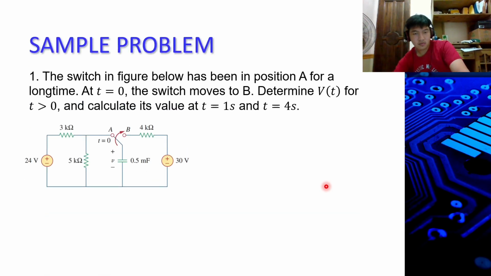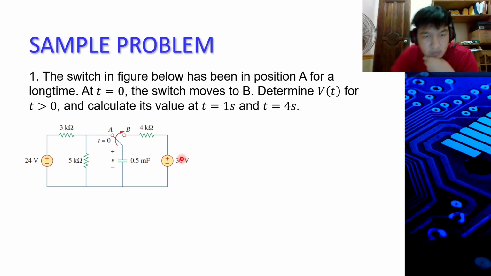Okay, let's solve the problem. The switch in the figure below has been in position A for a long time. At t equal to 0, the switch moves to B. Determine V of t for t greater than or equal to 0 and calculate its value at t equal to 1 second and t equal to 4 seconds.